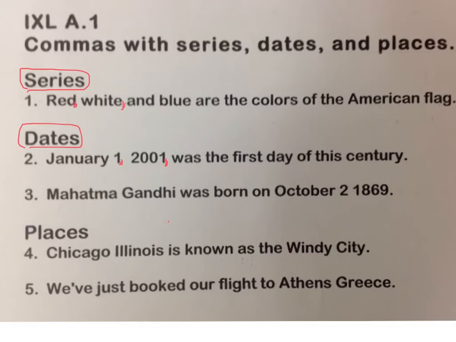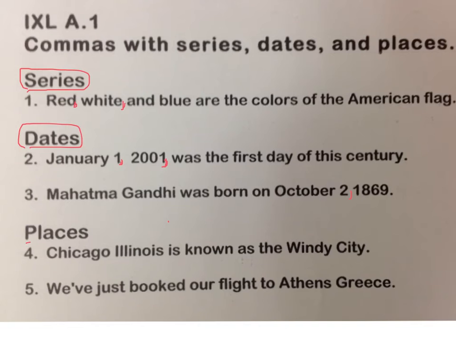Now, you only need a comma there because it's in the middle of the sentence. This next one, it's at the end, so you don't need one after the year. Mahatma Gandhi was born on October 2nd, comma, 1869, and you have a period there. Okay, so you need to use commas with dates.